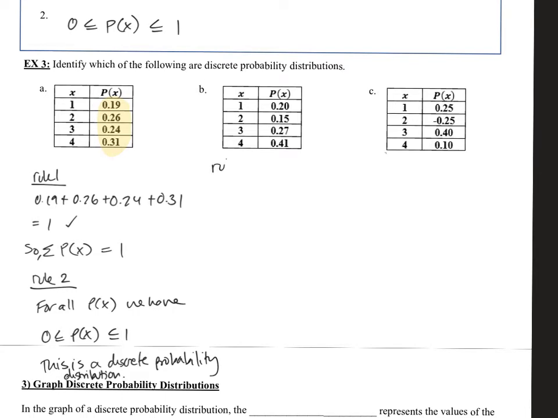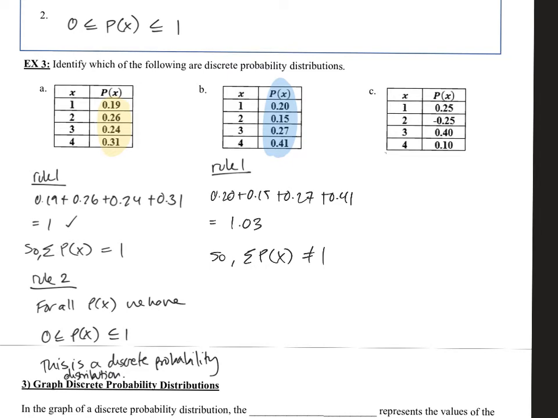Alright, now let's take a look at the other one. So rule 1. What are we checking? Well, we want to make sure that when we add them all up, it equals 1. Not more than and not less than 1. So 0.20 plus 0.15 plus 0.27 plus 0.41. What does this equal? Oh, this equals 1.03. So the sum of p of x is not equal to 1.